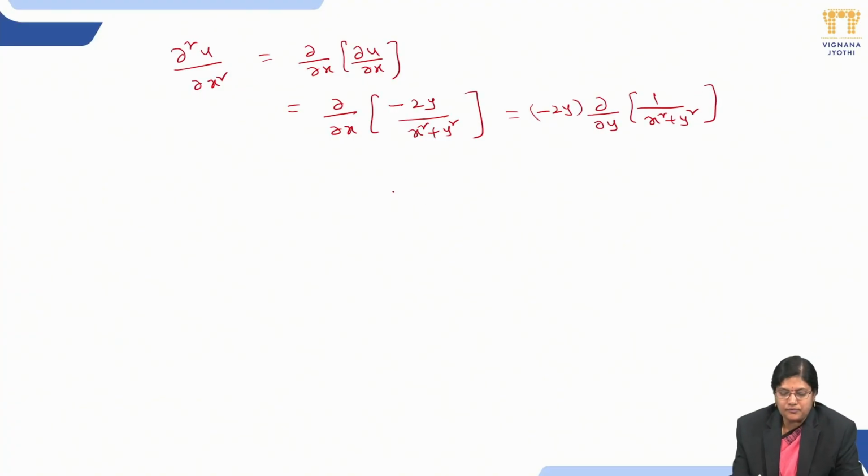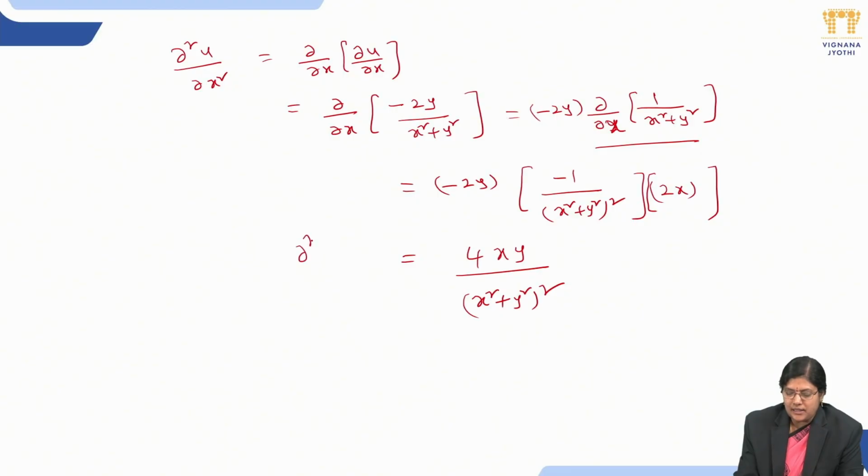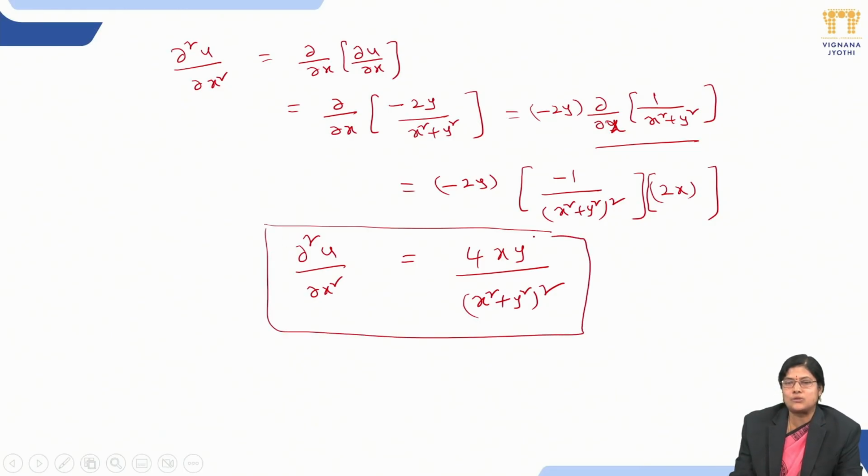So this value will be equal to minus 2y into ∂/∂x of 1 by (x² plus y²). When you are differentiating this term with respect to x, it is of the form 1 by x type. The derivative of 1 by x is equal to minus 1 by x squared. So you will get minus 1 by (x² plus y²)² into the derivative of x² plus y² with respect to x, which is 2x. Finally, minus of minus is plus, 2 into 2 is 4, so 4xy by (x² plus y²)². Therefore, ∂²u/∂x² is equal to plus 4xy by (x² plus y²)².